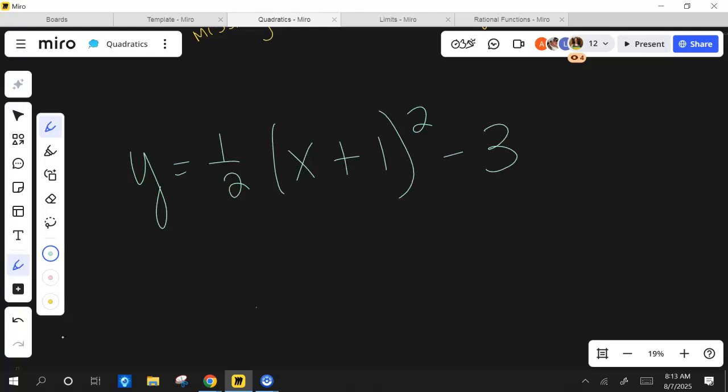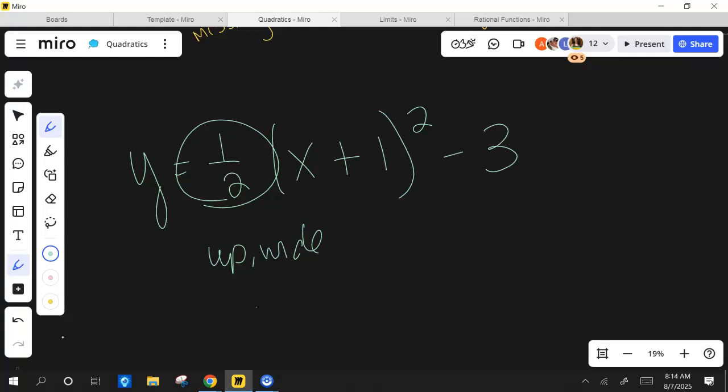Tell me what you know about the direction of the graph and the shape of the graph. Up and wide. How do I know that? Positive, less than 1. Yes? Anybody confused about that? That's what we did before.